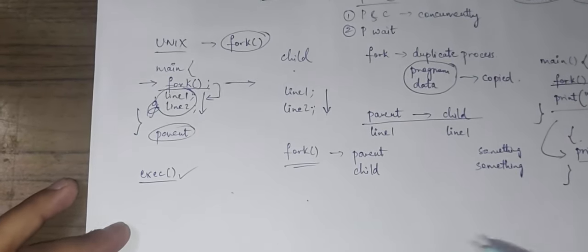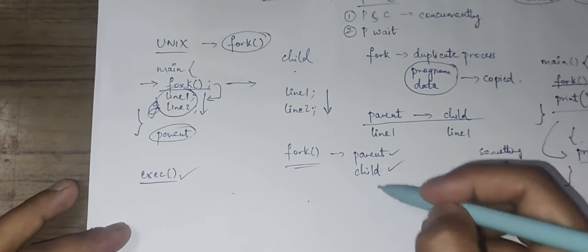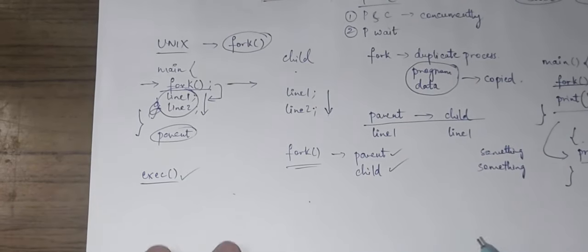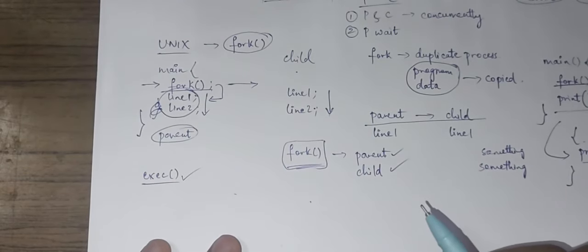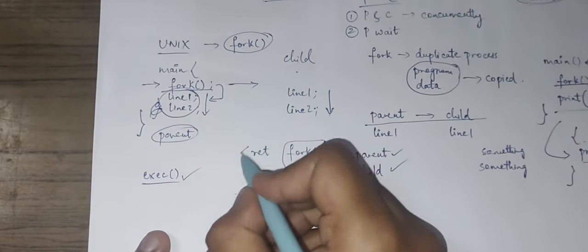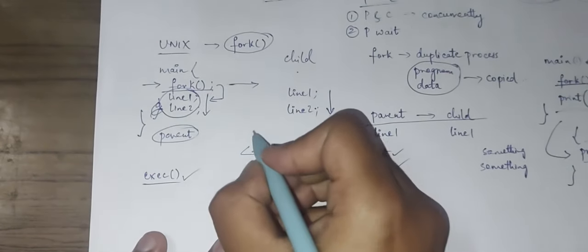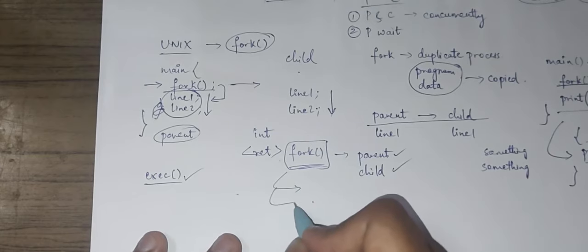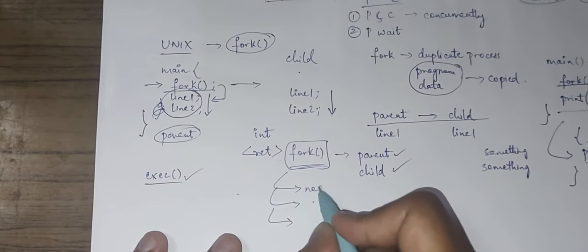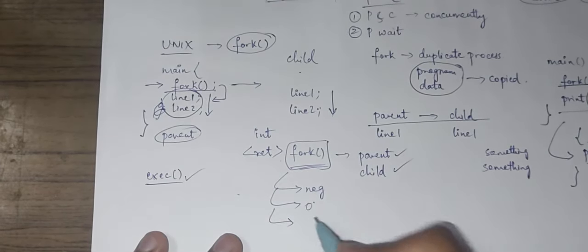Now, how do we identify which one is parent and which one is child once the two duplicate processes are created? That is where the return type of this function comes into the picture. Whatever it returns is basically an integer. So fork can return three types of values. One, it can return a negative value, or it can return zero, or it will return some positive value.